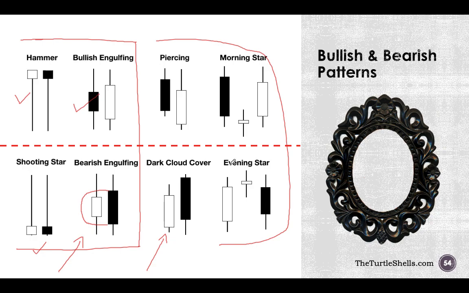So let's move on to the shooting star and the bearish engulfing pattern. The same concepts that I use for hammer and bullish engulfing, I will apply to shooting star and bearish engulfing, but it will be the other way around. Okay.